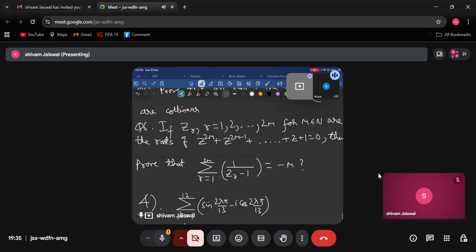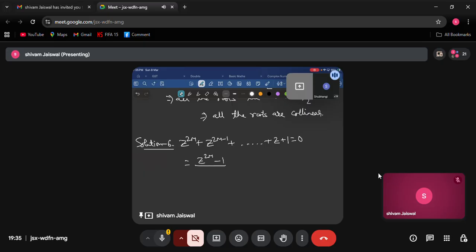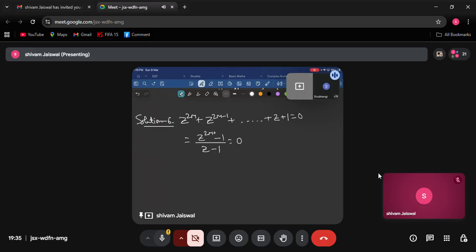If you people can notice this equation, this is in GP, right? Tell me everyone. Can you people understand that this is in GP? This is number 6. Okay, the equation is in GP. Can I write it as z to the power 2m plus 1 minus 1 upon z minus 1? Tell me, this is equal to 0?